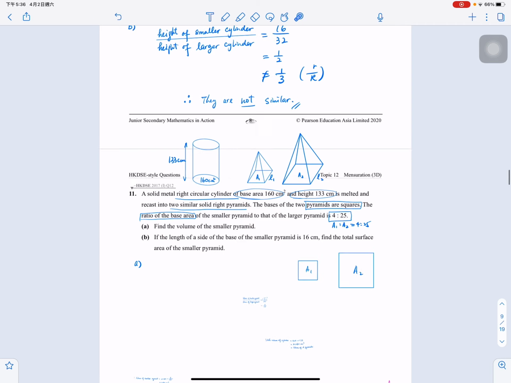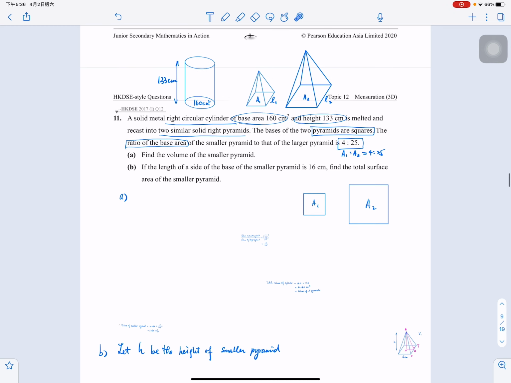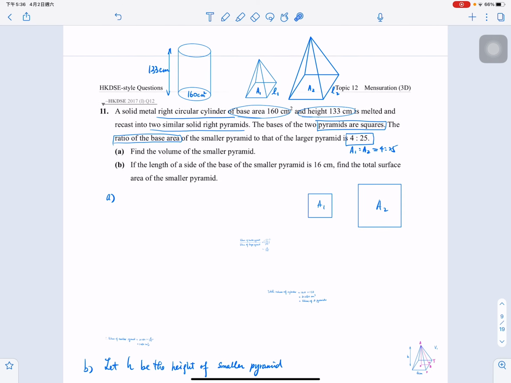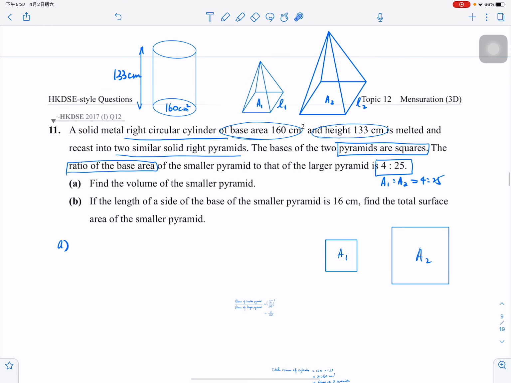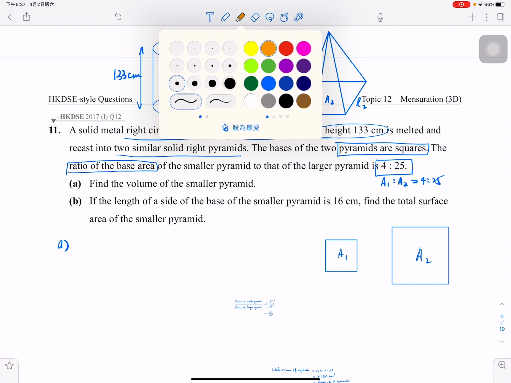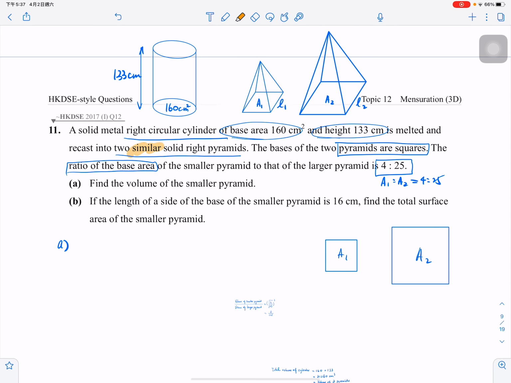Okay, let's have a look at the last one today. 2017 question 12. Let's have a look. A solid metal right circular cylinder. I write here: base radius 160 cm² and height 133 cm. Now it's melted and recast into two similar solids. That's great. See? Similar solids. That means you can use their ratio.